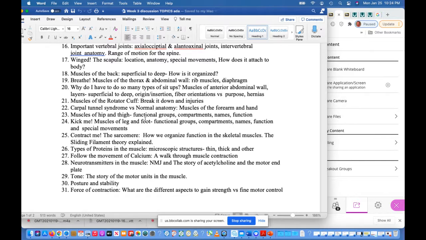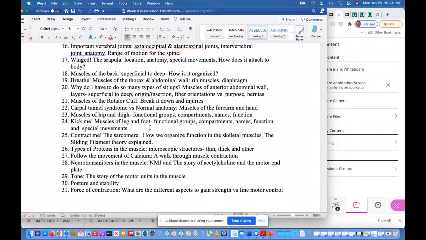Muscles of the hips and the thigh. So you want to break them down into compartments. What is the anterior compartment of the hip, the posterior compartment of the hip, the medial compartment, lateral compartment? That's how you want to study them, by compartments.